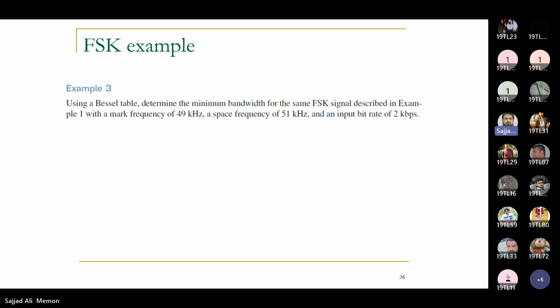Using a Bessel table, determine the minimum bandwidth for the same FSK signal described in example 1, with a mark frequency of 49 kilohertz, a space frequency of 51 kilohertz, and an input bit rate of 2 kilobits per second. I give you about 10 minutes to solve this example. In 10 minutes, everybody should solve it and provide an answer. Okay, please solve this example.